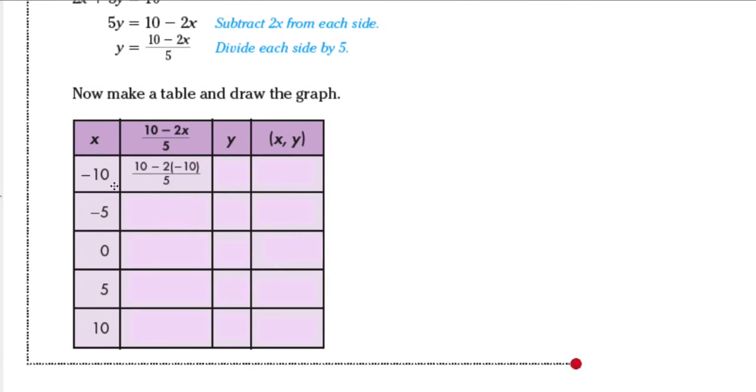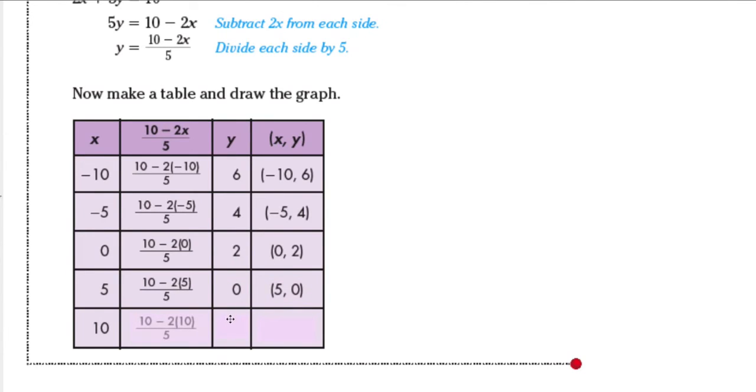If you substitute negative 10 into that particular expression, you end up with a value of y is 6. Your ordered pair is negative 10, 6. Negative 5 will give you a value of 4, so the ordered pair will be negative 5, 4. 0 will give you a value of 2, so it's going to be 0, 2. 5 will give you a value of 0, ending up with an ordered pair of 5, 0. 10 will give you a value of negative 2, an ordered pair of 10, negative 2.